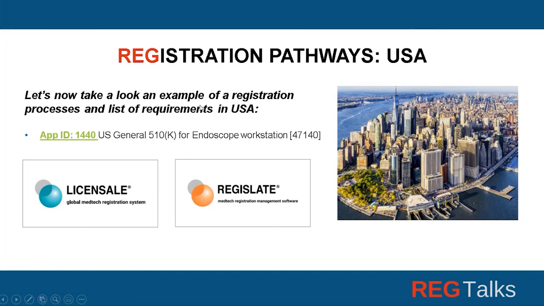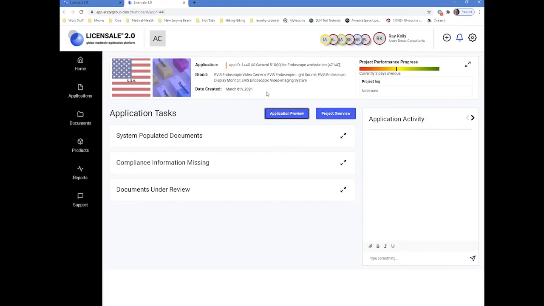So we would like to show you a little demonstration of License Sale before we end today's conference call. We are selecting just a random FDA 510K application from License Sale 2.0. It's just a general 510K for an endoscope workstation. So here we have the License Sale project that we're showing as an example. Here it talks a little bit about the application. This is a 510K for an endoscope workstation. As I mentioned, it talks about the brand and the date that it was created.